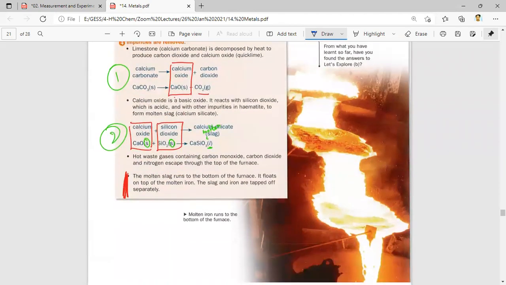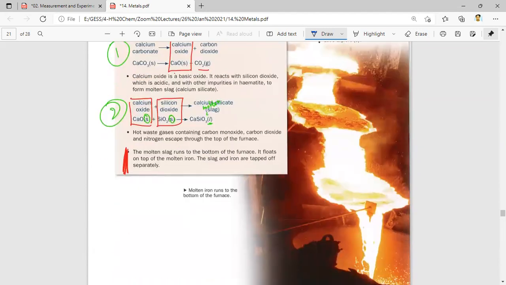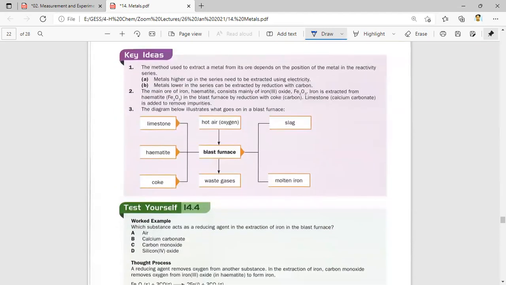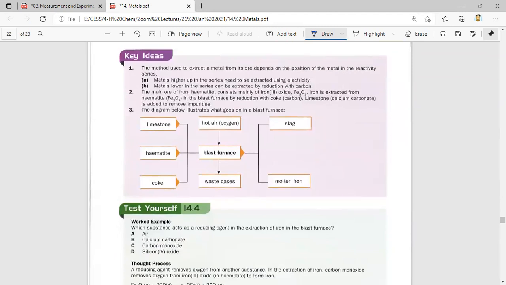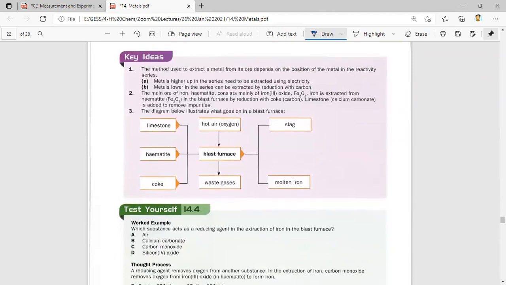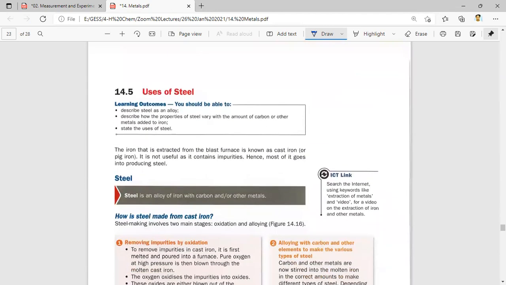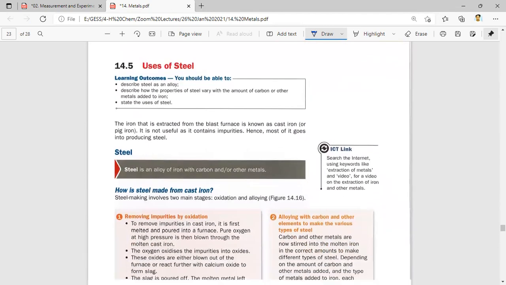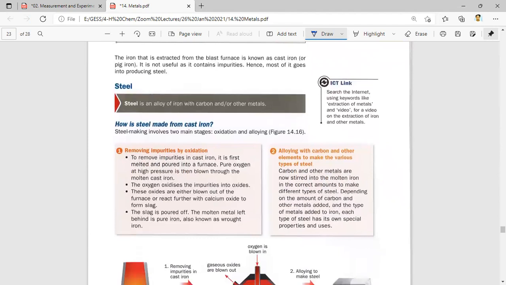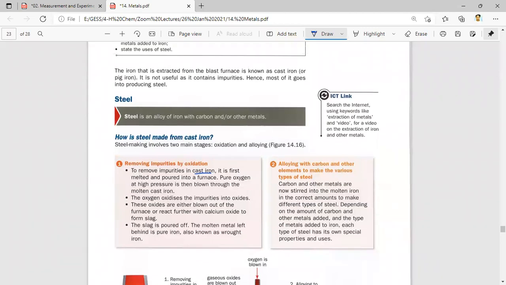So this is the idea of the blast furnace. We have gone through the whole blast furnace relatively quickly because it's really just a process that you have to take note of. I'm just trying to help you make sense of it. Last one, actually last 2. Uses of steel, quite simple. I want you to take note of this idea of what they call cast iron, or pig iron. This is actually just a follow-on process from your blast furnace.